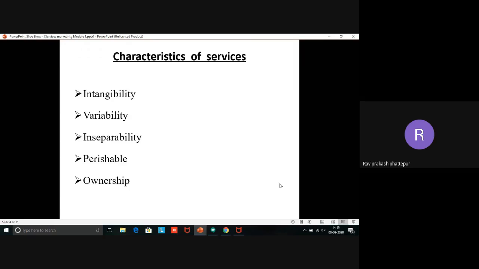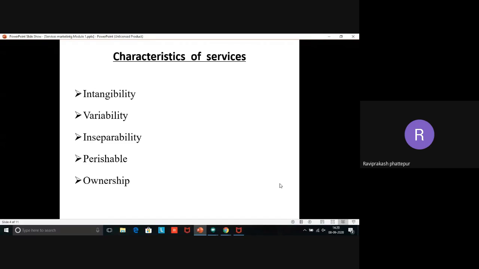Next is inseparability. Inseparability here means, as you saw in the definition itself, that as and when it is created, it has to be consumed. Otherwise, it is waste. That is inseparability. You cannot separate the production and the consumption of a service. Next is perishability. Perishable means you cannot store it, you cannot give it back or anything. Once it is created, it has to be consumed, otherwise it is waste. So you cannot store a particular service. That is perishability. The duration is for a certain period only. Next is ownership. As I already explained, as a service is intangible, you cannot have ownership of it or transfer of ownership.